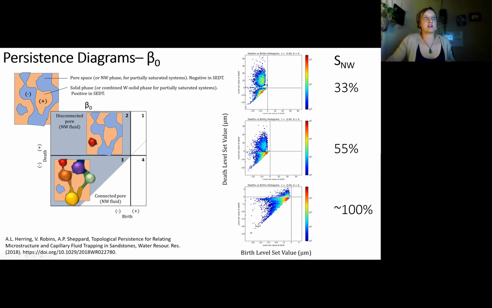Okay, so we can see over here on the right how the persistence diagrams for Betti zero features of non-wetting phase inside Bentheimer sandstone evolve as saturation level changes. So at low non-wetting phase saturation, there are lots of disconnected ganglia bodies and relatively few connected ganglia bodies. As you're moving to higher saturations, we're getting more and more connected ganglia bodies rather than disconnected ganglia bodies until we get to approximately 100% saturation, and then almost all of the non-wetting phase is connected.